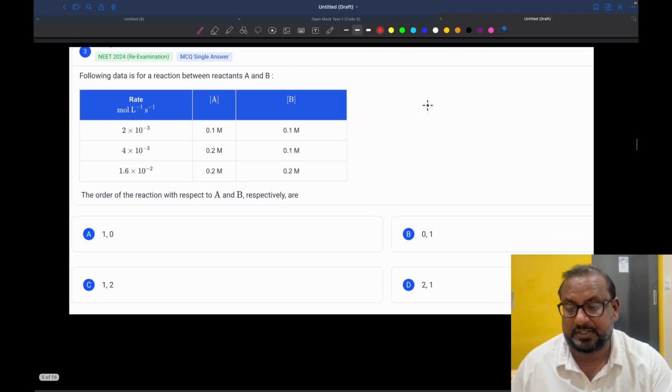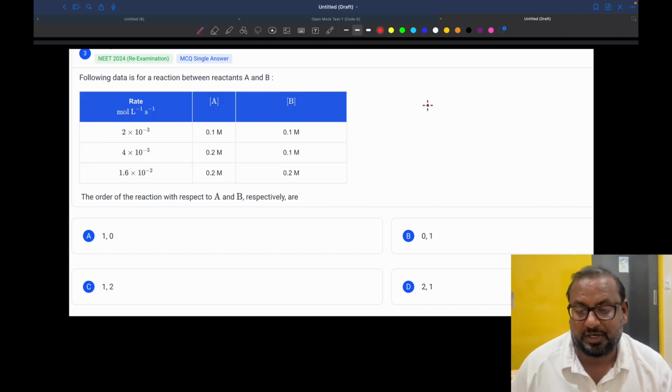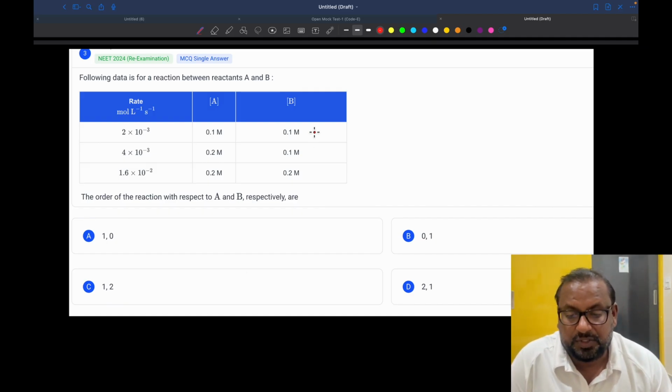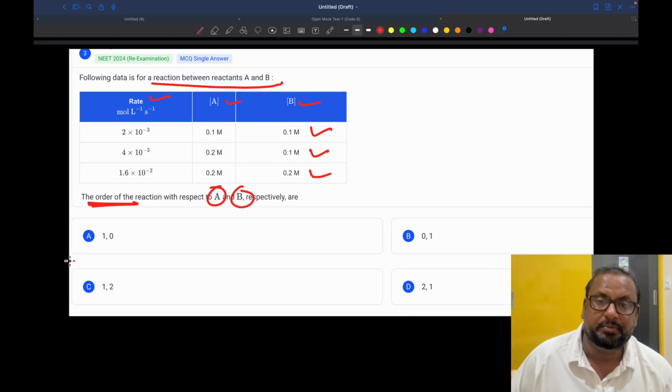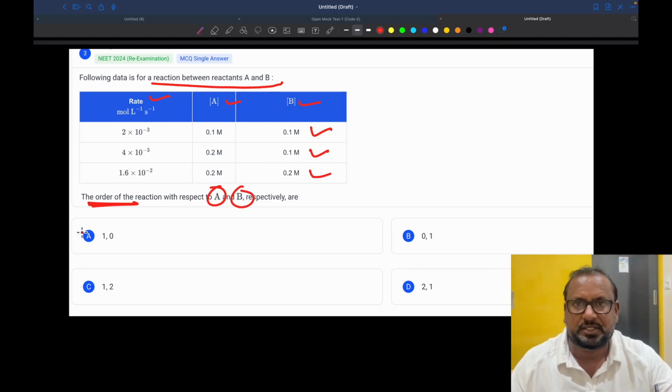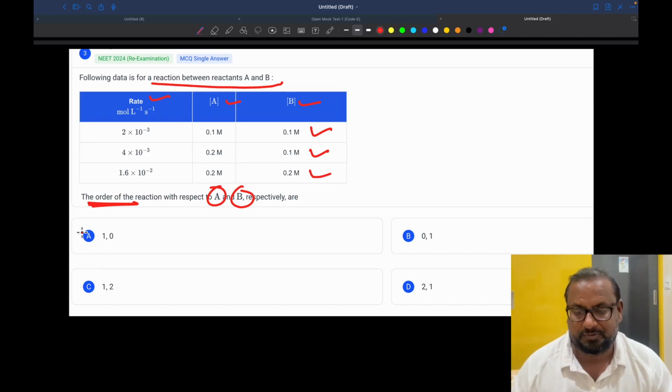Here is one more question based on the order. We are given 3 equations. This data is mostly taken from NCERT, I think. The data for the reaction A to B is given: the rate, the concentration of A, and the concentration of B. We are asked to calculate the order with respect to A and with respect to B. We just need to write a few equations, plug in, and solve.